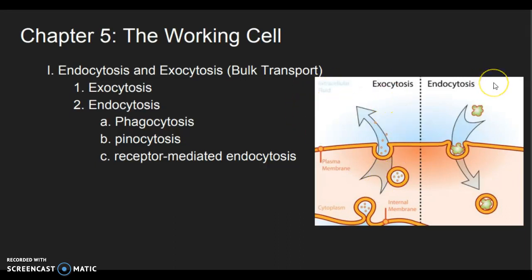Now, endocytosis is different because here, the cell is going to take in macromolecules by forming vesicles from the plasma membrane. Now, endocytosis is the reversal of exocytosis, and it involves many different proteins. Now, there's three main types of endocytosis, and this is phagocytosis, pinocytosis, and receptor-mediated endocytosis. Now, phagocytosis, I like to think of it as cellular eating, and pinocytosis is like cellular drinking.